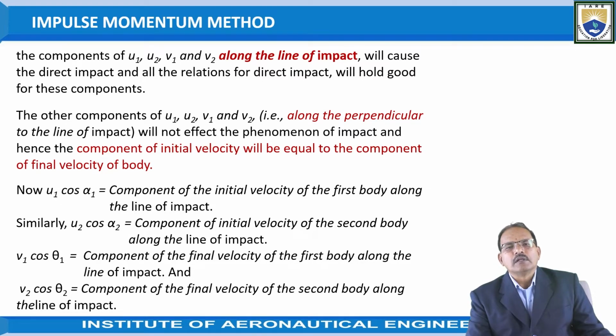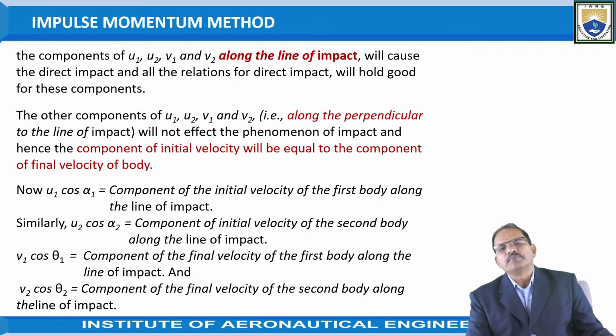Similarly, Newton's law of collision also holds: the velocity of separation, that is v2 cos theta 2 minus v1 cos theta 1, holds a constant ratio with the velocity of approach in the same direction. These two laws hold good only for the direction of the line of impact.